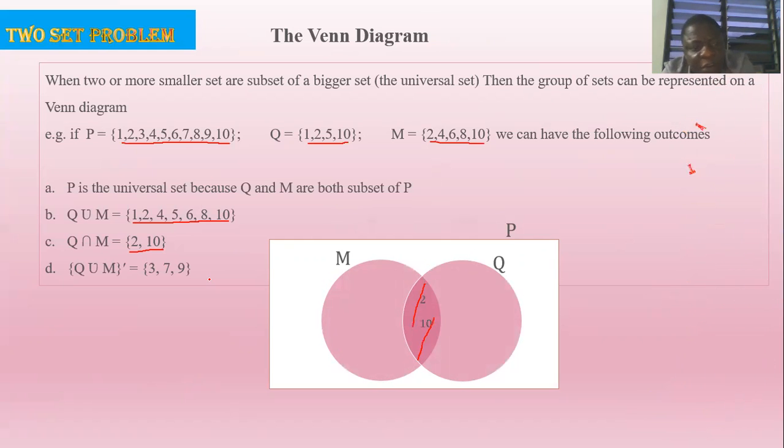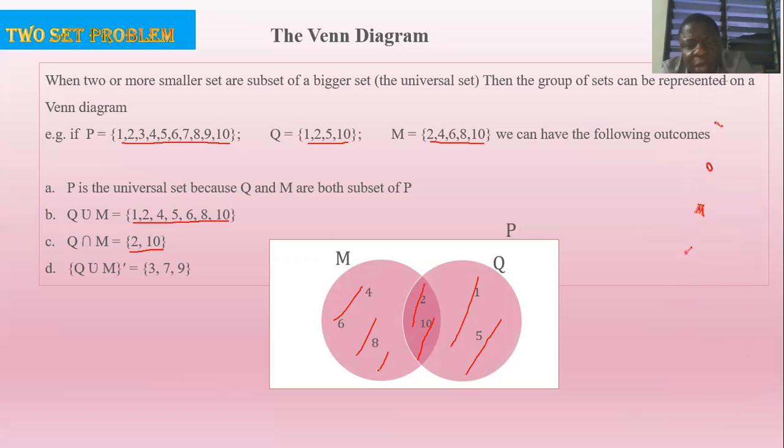Then, the remaining members of Q, which are not found in M, will occupy the region here. That would be 1 and 5. Then the remaining members of M, which are also not found in Q, will occupy the region here. As you can see, 4, 6, and 8 are found only in M, so they occupy the region behind the section where the two circles overlap.